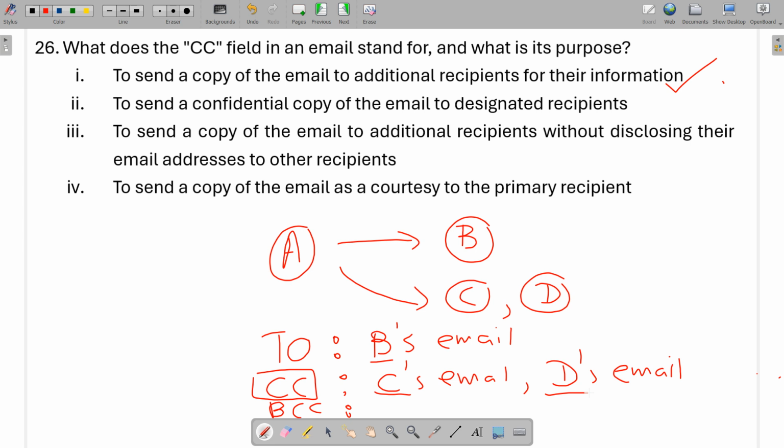And the last one says to send a copy of the email as a courtesy to the primary recipient. It's not about sending the email as a courtesy. They are just copying the email to the additional recipients for their information, right? So the correct answer is going to be the first one.